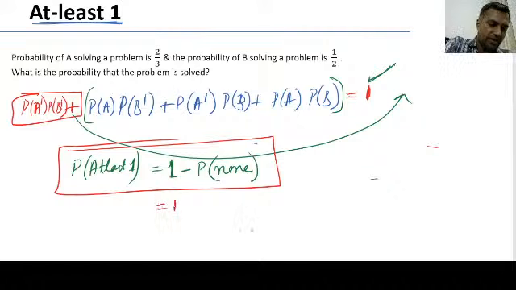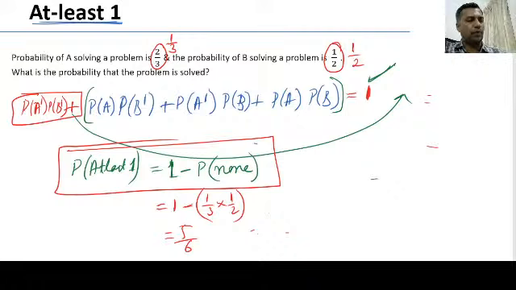What is probability of at least one? 1 minus probability of none of them solved, which means A did not solve, also B did not solve. What is the probability of A solving? 2 by 3. Therefore, what is A not solving? 1 by 3. Probability of B solving? 1 by 2. Therefore, B not solving? 1 by 2. Therefore, use it 1 by 3 into 1 by 2. That is nothing but 1 by 6. Therefore, the required answer is 5 by 6. Okay, simple one.